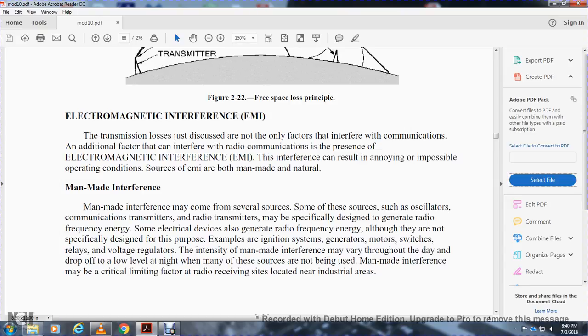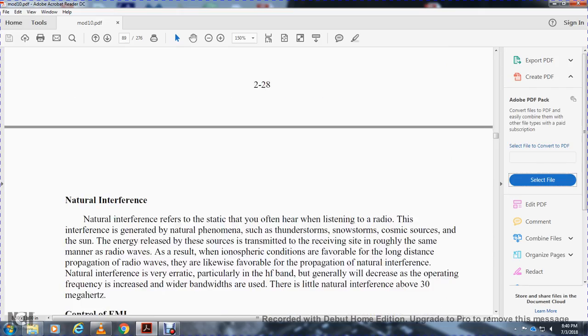Radio transmitters may be specifically designed to generate radio frequency energy. Some electrical devices generate radio frequency energy although they are not specifically designed for that purpose. Examples are ignition systems, generators, motor switches, relays, and voltage regulators. The intensity of man-made interference may vary throughout the day, with a drop-off to a low level at night when many of these sources are not being used. Man-made interference may be a critical limiting factor when radio receiving sites are located near industrial areas.